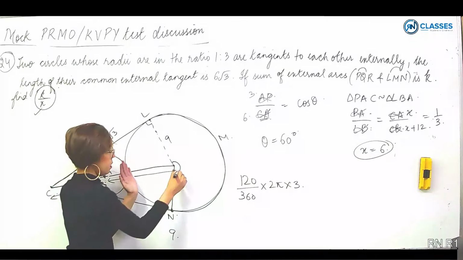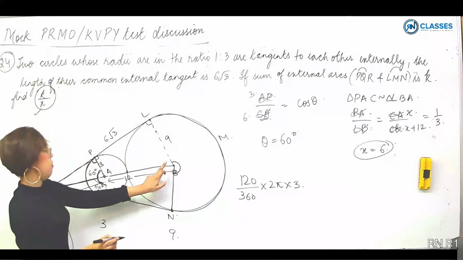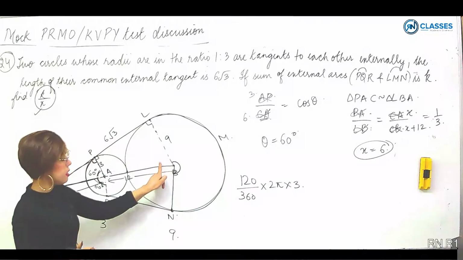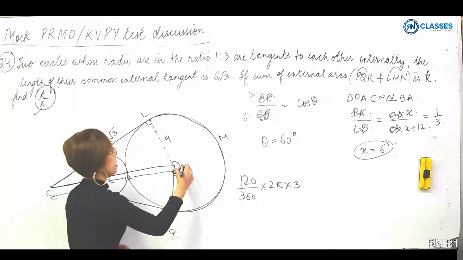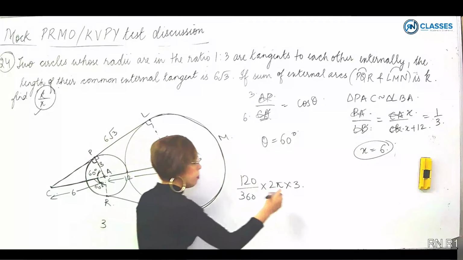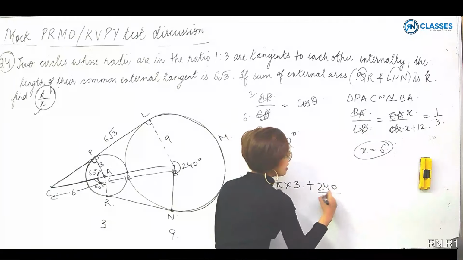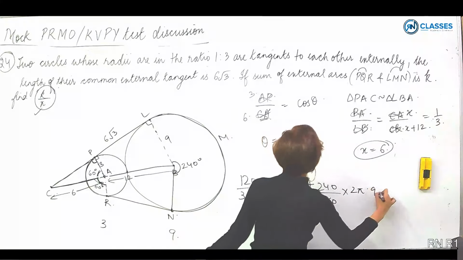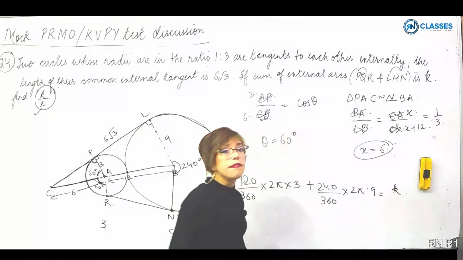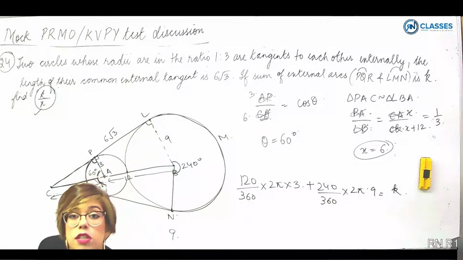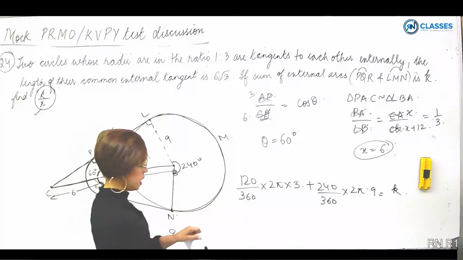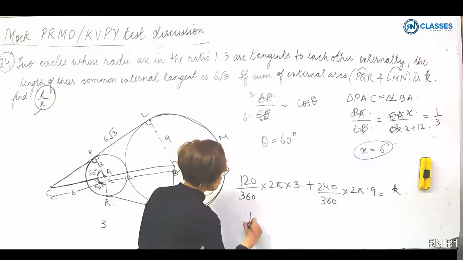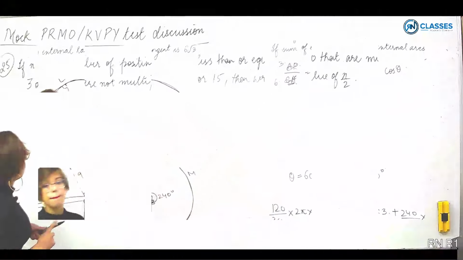That means this angle. Now mind it, this is 60, obviously because these two lines are parallel. This is 60, this is 60, that means this is 60, this is 120 degrees. So that means this is 240 degrees. So plus 240 by 360 into 2 pi, radius is 9, which is equal to k. You can find out the value of k, which turns out to be 14 pi. See, so k by pi turns out to be 14, which is the answer.